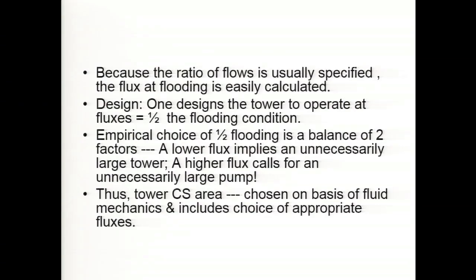What is the problem with the other end? Why not go for too high fluxes? If G prime and L prime are too large, the gas and liquid mass fluxes are too large, it will mean the area is too small. And what does a small area mean? A small area will mean too large a blower.